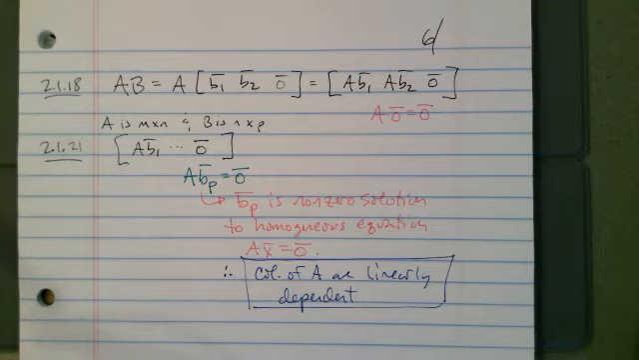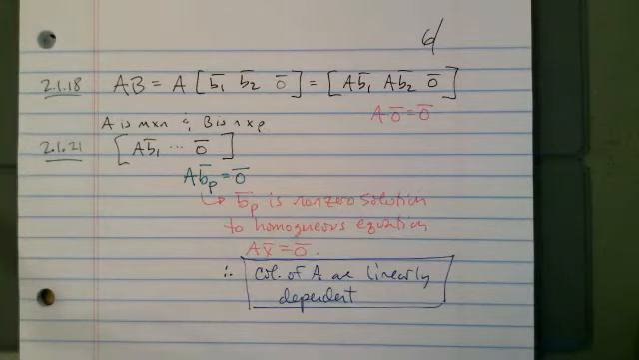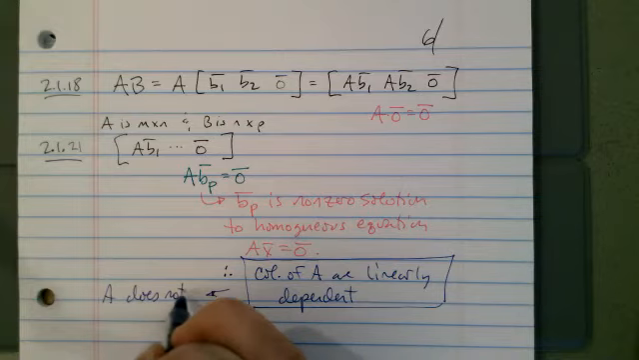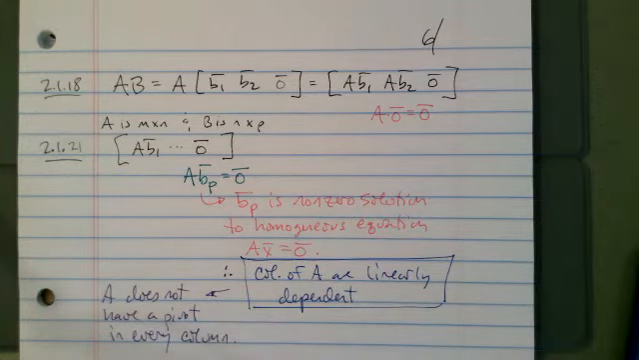So, since the columns of A are linearly dependent, what can we say about the pivots of A? What do we say about the matrix A, the pivots of A? This is DVD bonus material now. So A does not have a pivot in every column. Since A does not have a pivot in every column, tell me about the pivots in the rows of A.